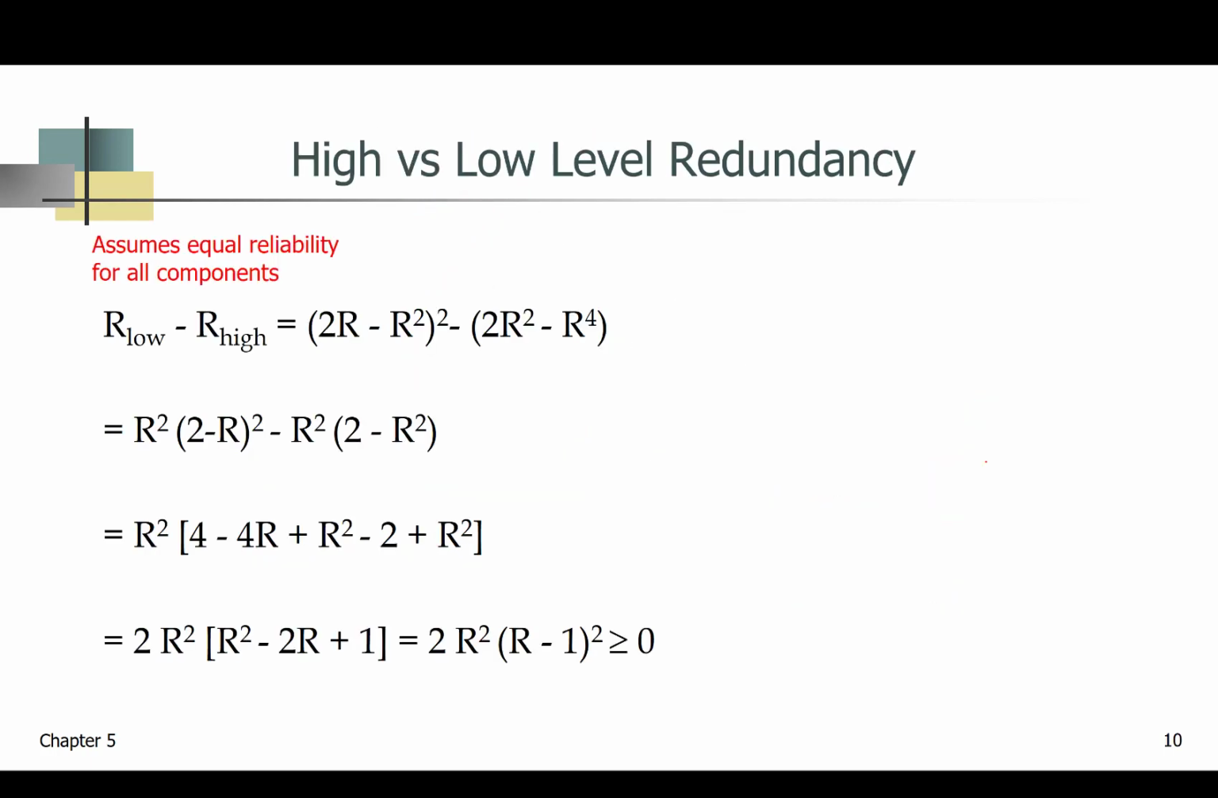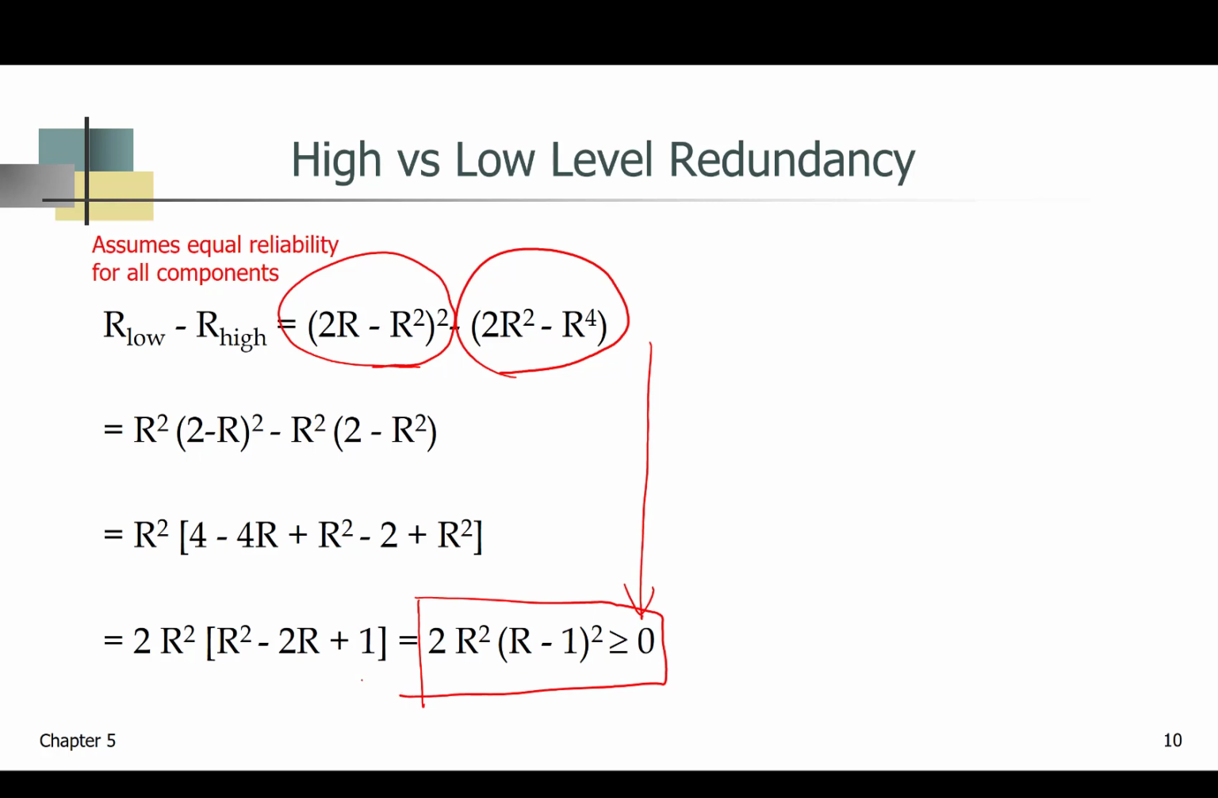So comparing the low-level redundancy and high-level redundancy and seeing which one has a better reliability, if we subtract from the low the reliability of the high system and go through it, we'll end up with this right here, and it is greater than 0. So a high level redundant system has a lower reliability than a low redundant system.